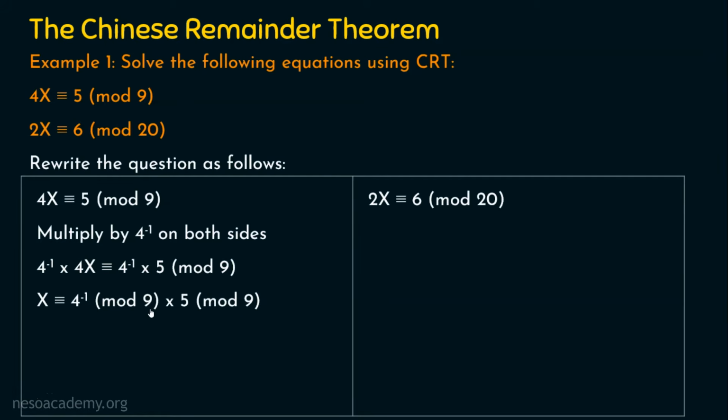28 when it is divided by 9, we get 1 as the remainder. So we are going to find the multiplicative inverse of 4 mod 9. You can manually try this or you can refer to my previous lecture to find the multiplicative inverse using the extended Euclidean algorithm. 7 is the multiplicative inverse of 4. So 4 into 7 is 28. 28 mod 9: when 28 is divided by 9, we get 1 as the remainder. So 7 is the multiplicative inverse of 4 mod 9.